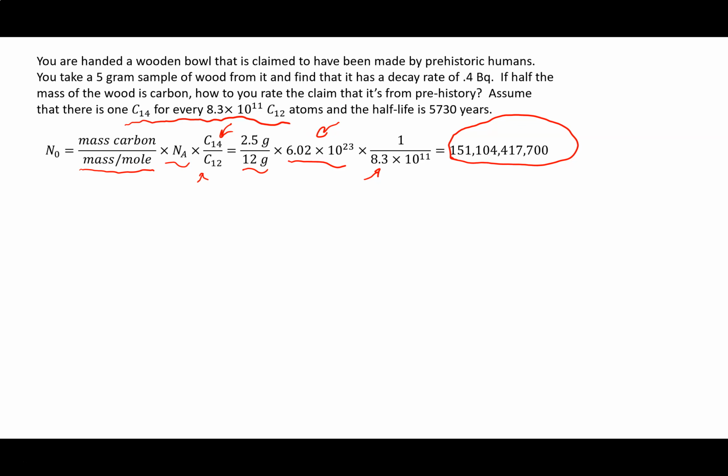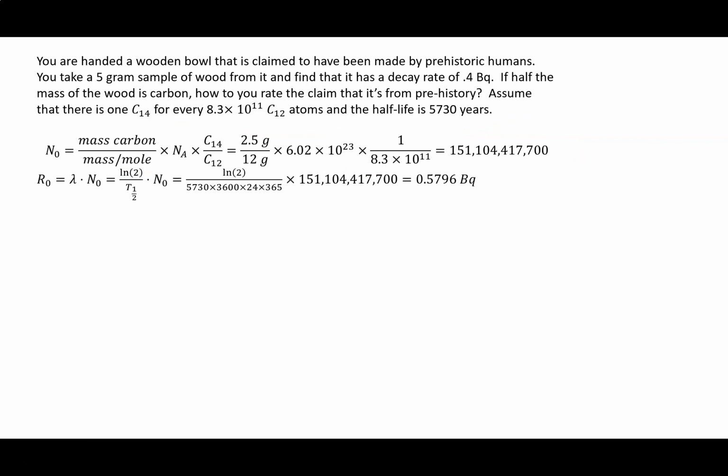Now that we know N naught, we want to find the initial rate. That is the maximum rate we'll see, the rate right at the moment it died. That's lambda times N naught. Lambda, if you remember, is log of 2 over the half-life, times N naught. Here I'm finding lambda in terms of seconds. The half-life is in years, of course, but then I multiply by days, hours, and seconds in order to figure out how many seconds it is.